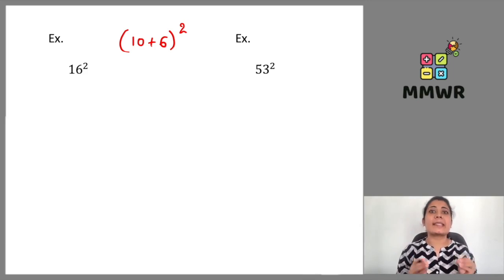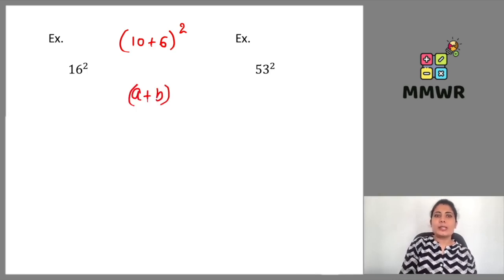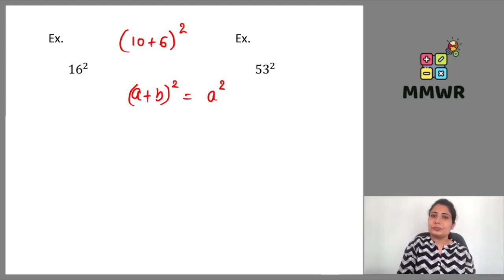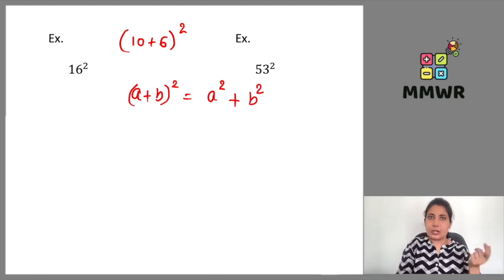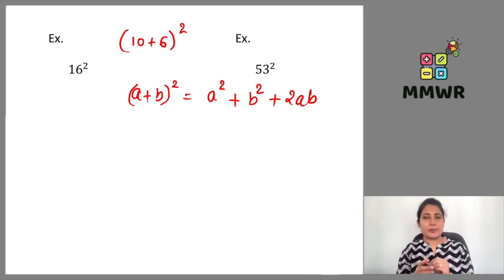Now it is exactly looking like the identity (a plus b) whole square, right? (a plus b) whole square, which further gives us a square. That means we have to take the square of the first number. In place of a, we have 10 here. Then b square, that means square of 6 according to the first example. Then 2ab, 2 multiplied by a multiplied by b. So 2 multiplied by 10 multiplied by 6 we will be doing.